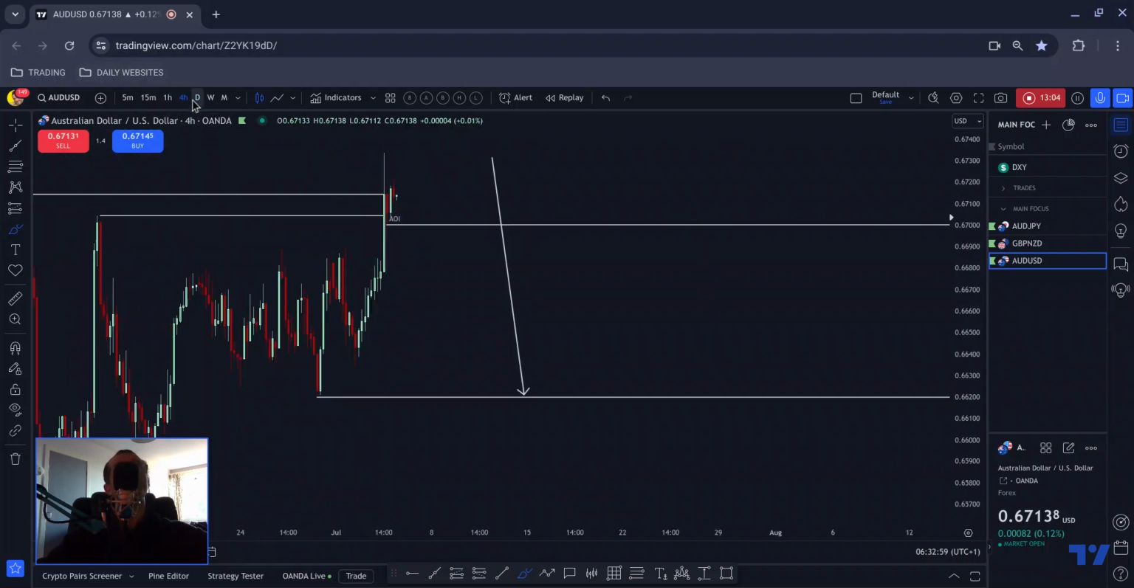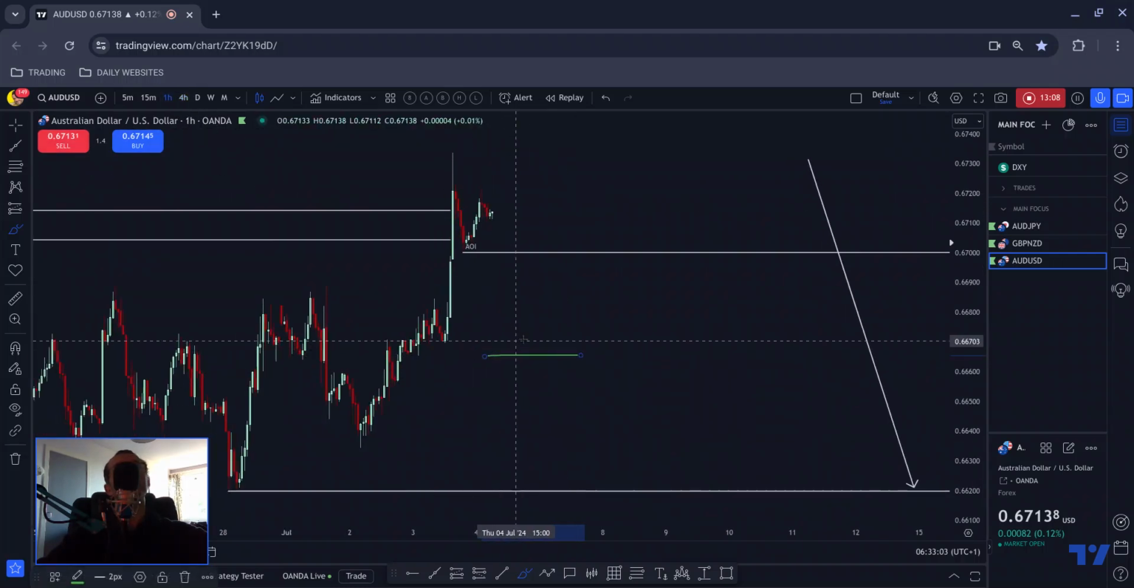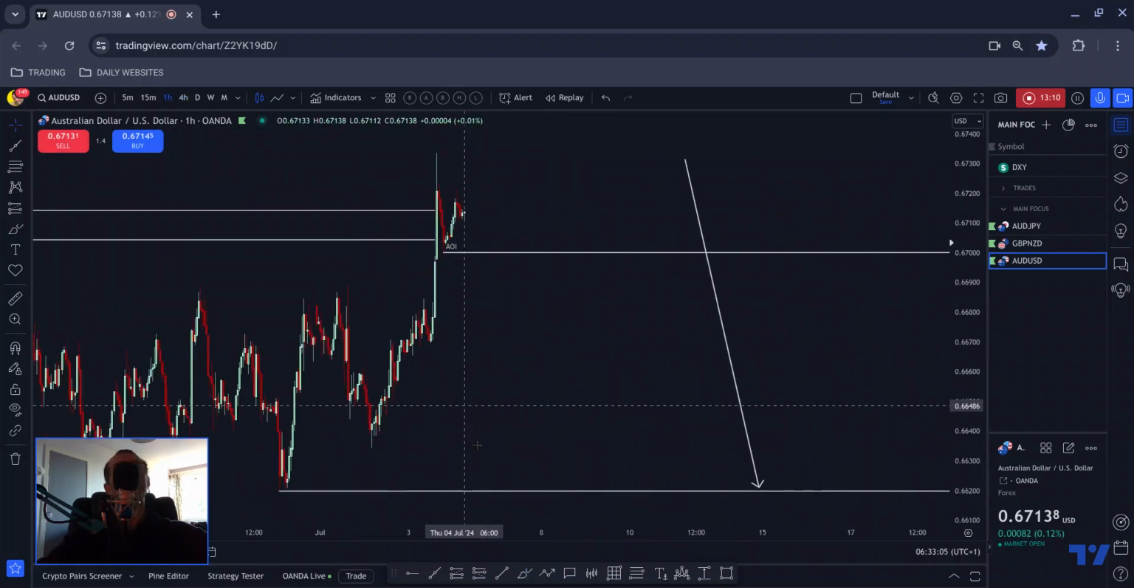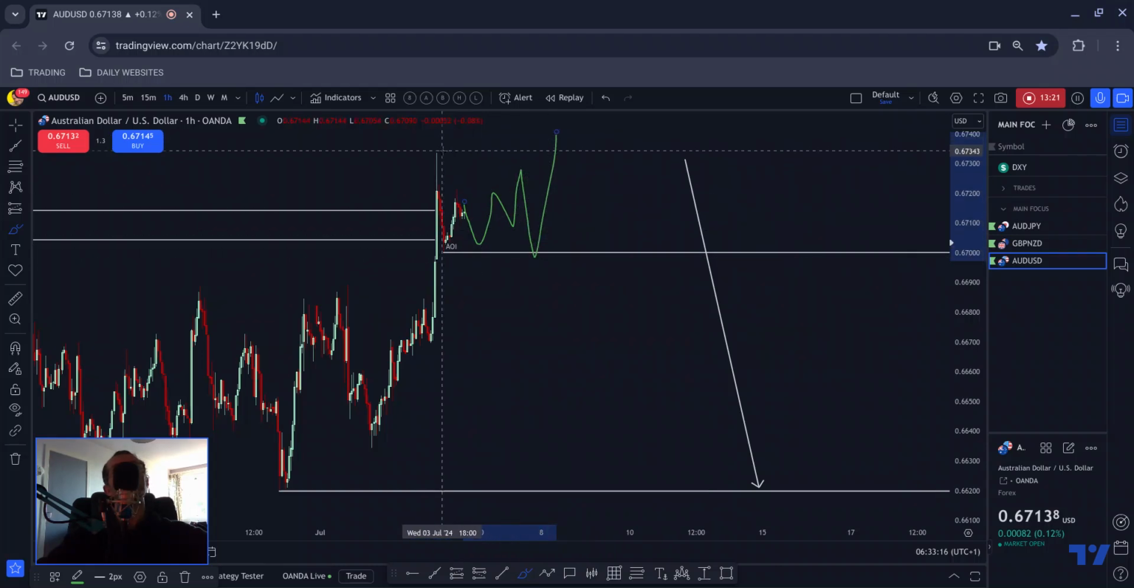So if we zoom in, at the moment this is not looking like a move to the downside, and once again, this could be where we get something like that, we get something more like that, we tap into that, and then we have that structure.